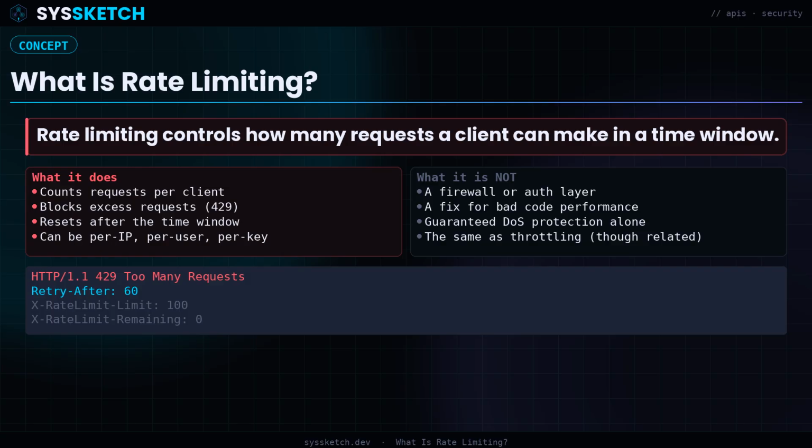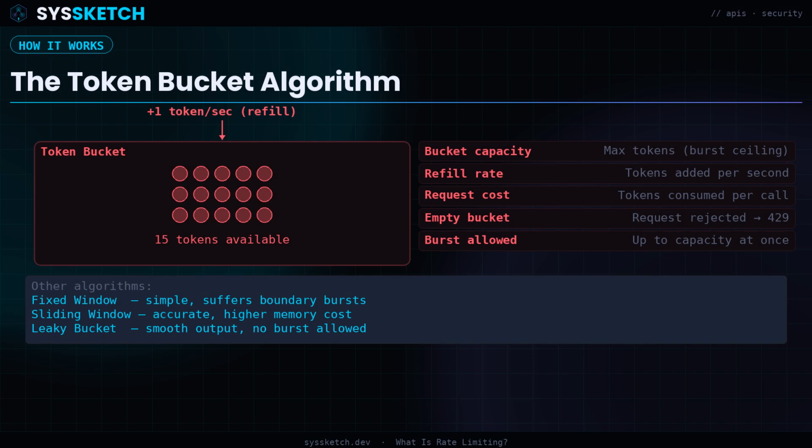Rate limiting is not a firewall. It does not protect against SQL injection or authentication attacks. It is not a substitute for proper auth, and it is not the same thing as throttling, although the two terms are often used interchangeably. Throttling slows requests down, rate limiting blocks them entirely.